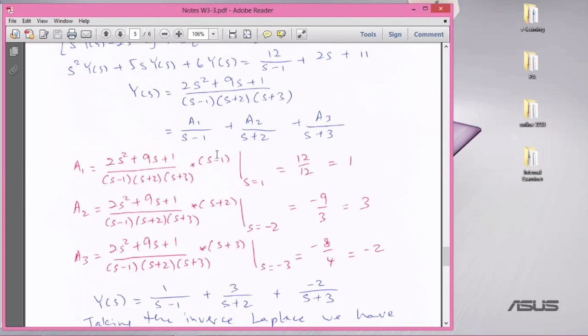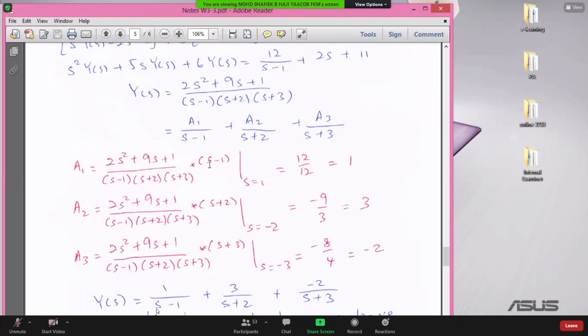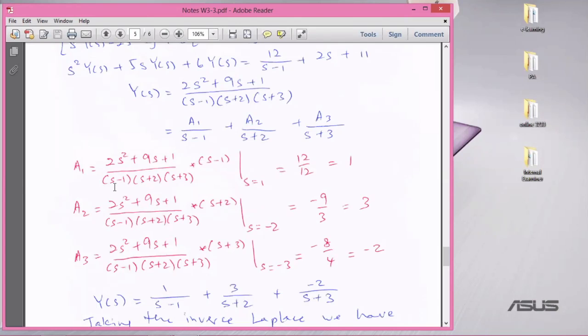See, now you see that this s minus 1 in the numerator and s minus 1 in the denominator, you can actually cross that out. So these 2 factors can be crossed out.